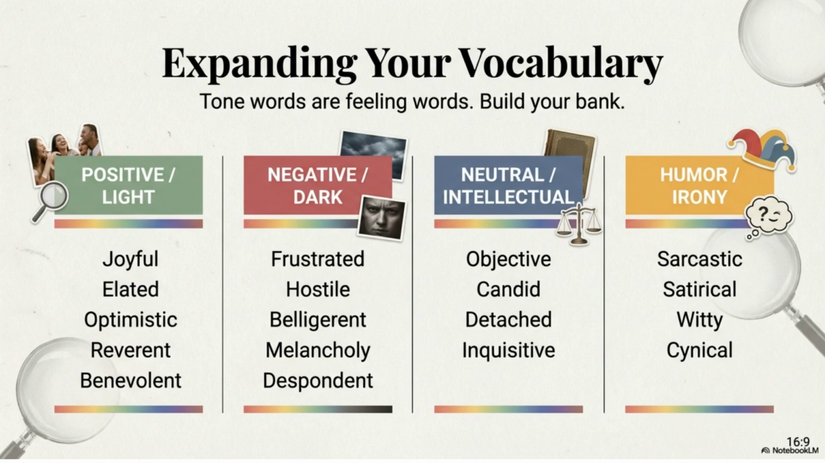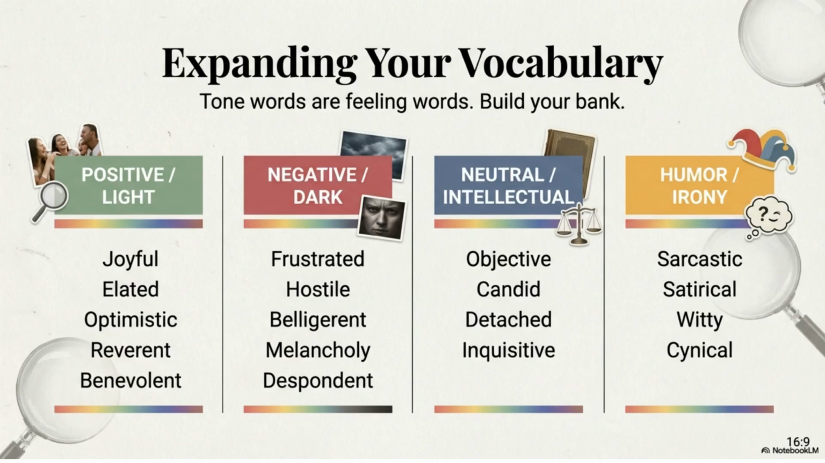The neutral/intellectual category contains words like objective, candid, detached, and inquisitive. These tones suggest that the author is analyzing or presenting information without strong emotional bias. The tone feels controlled, thoughtful, and fact-driven rather than emotional.